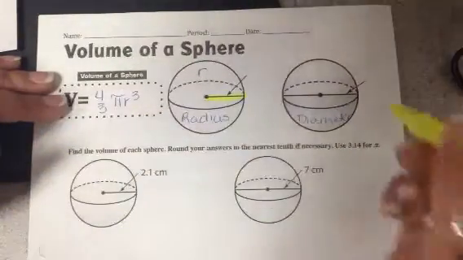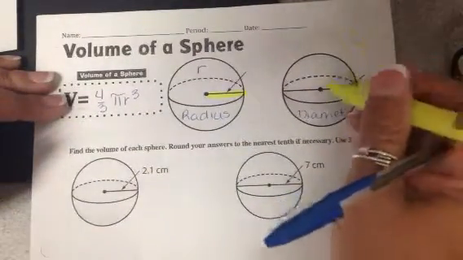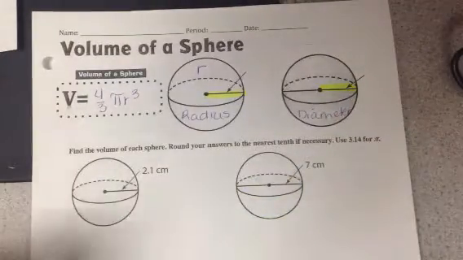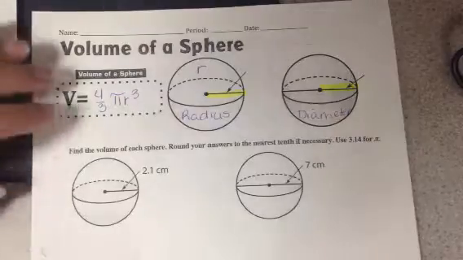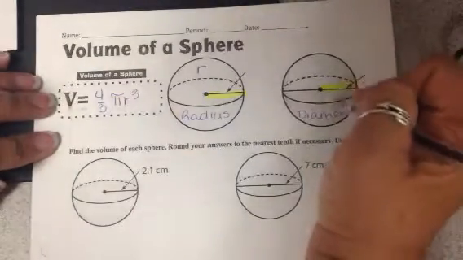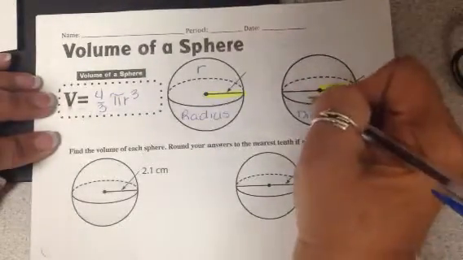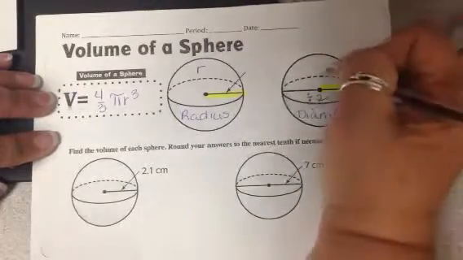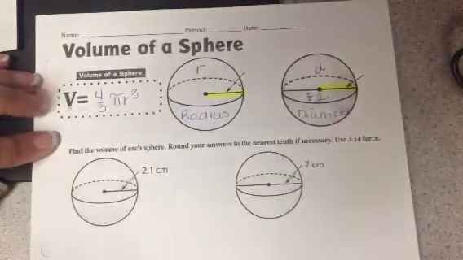With the diameter, all I need is this part right here, which, if you'll recall, is my radius. So I want to make sure that I know that if they give me the diameter, I have to divide by 2 because I only need half of that. Diameter would be written as a D if they wrote it as a letter.